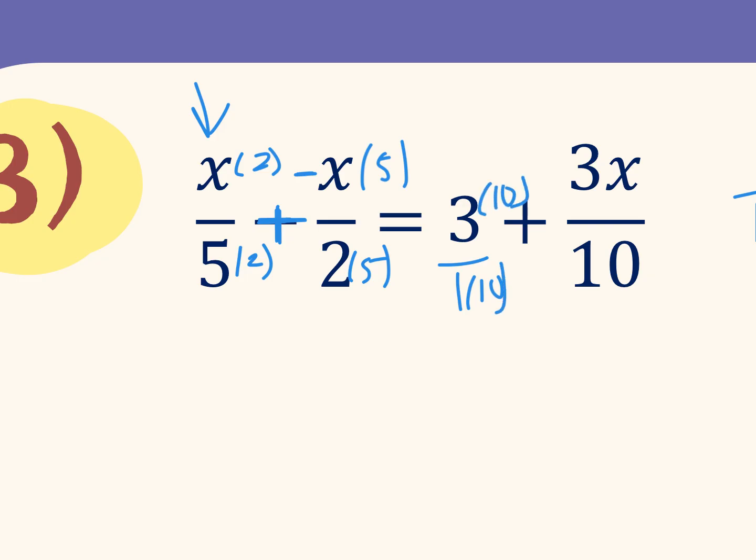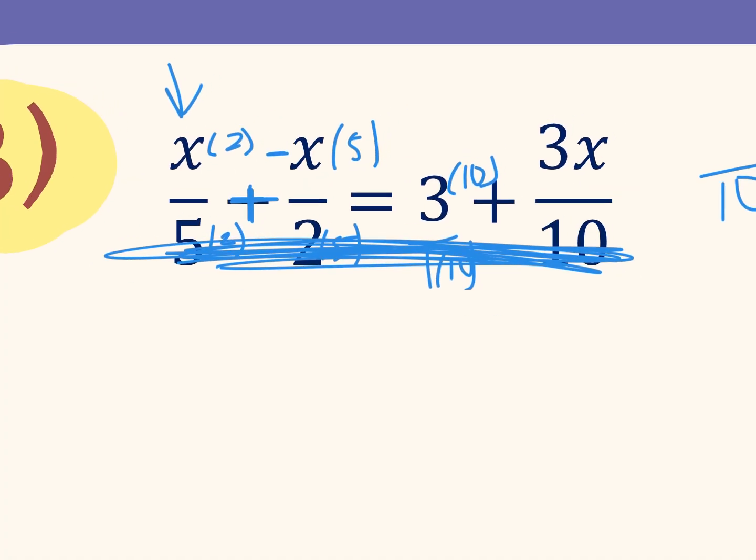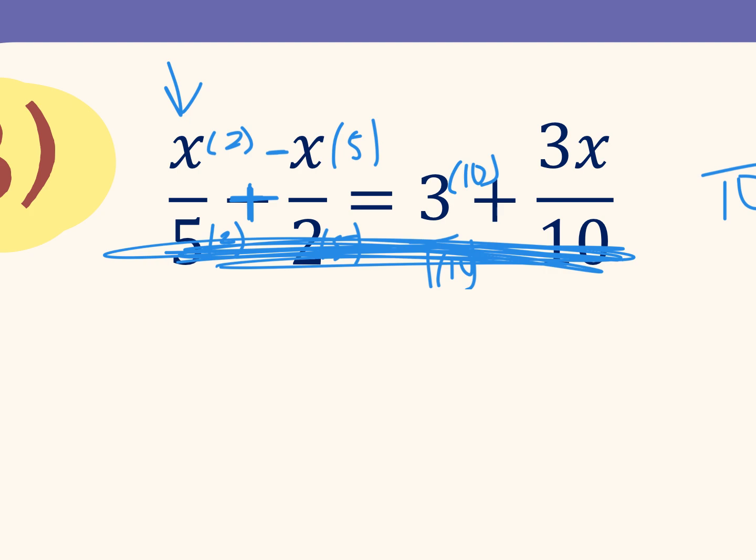And then what about the last one? 1. It already has a 10, right? So now that they all are equivalent, we don't have to worry about them anymore. So you just rewrite the equation on the top. What's 2 times x is 2x minus 5x equals, what's 3 times 10? 30 plus 3x.